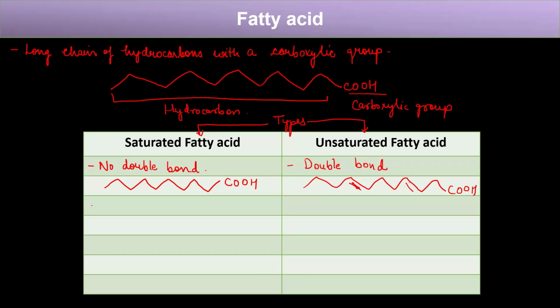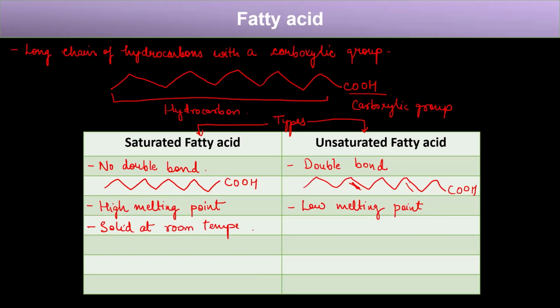Now, this saturated fatty acid has high melting point, while the unsaturated has low melting point. Next, because it has high melting point, at room temperature it is solid. So saturated fatty acid is solid at room temperature. So do we know any fat, or any lipid, that is solid at room temperature?